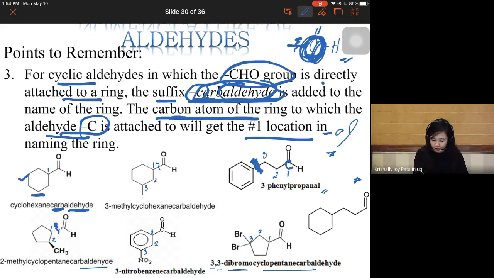Okay. The second structure is also an open chain aldehyde. So we will use the suffix al. So sa carbon 3, this is not benzene but a cyclohexane. Syempre dili ta mo ingon nga cyclohexane kay substituent man siya. Mahimo siya cyclo ending in il. Cyclohexyl. Kay substituent na siya.